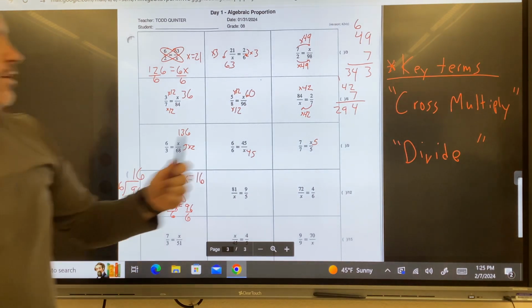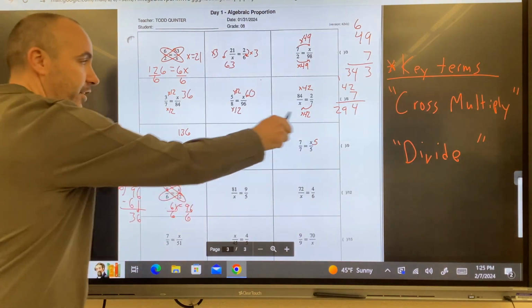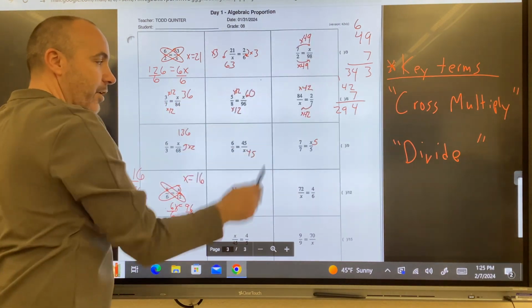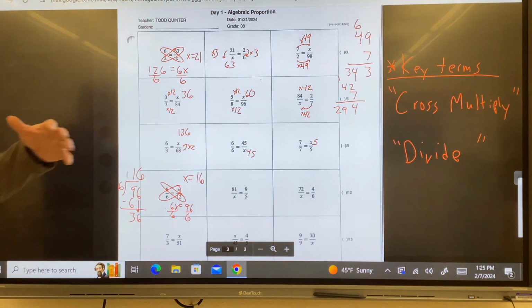So repeating myself again, cross multiplication will always work if you don't see the relationship between either the numerator and the denominator or the denominators and numerators. So cross multiplication works, but there are other tricks that can maybe make it go a little faster.